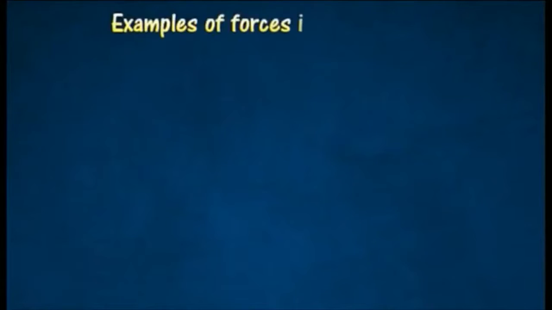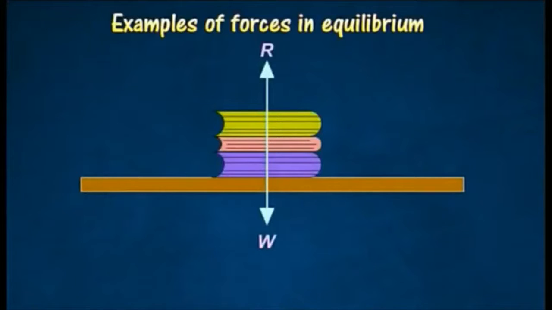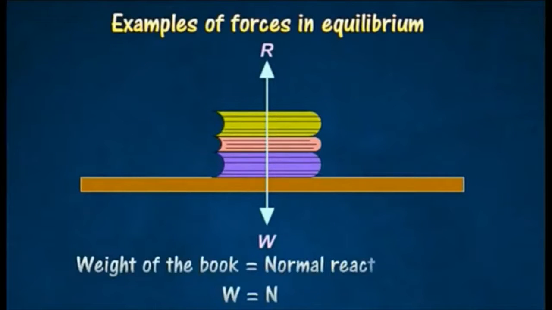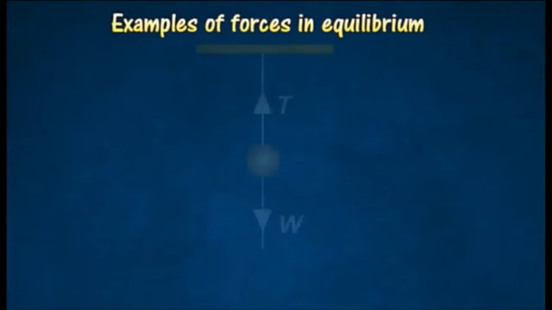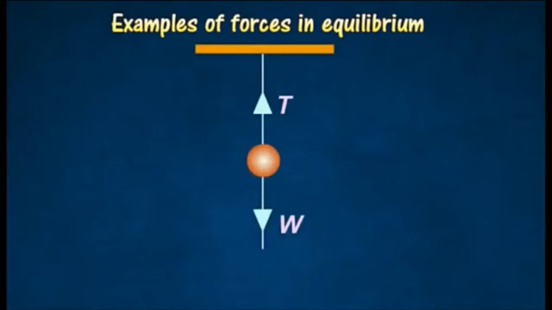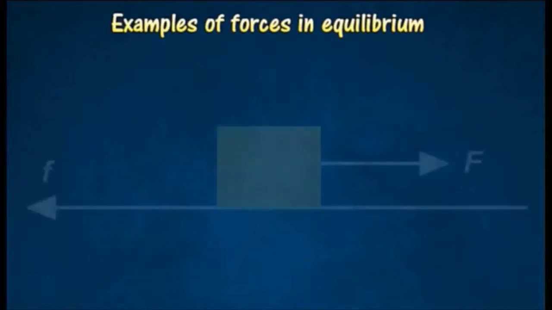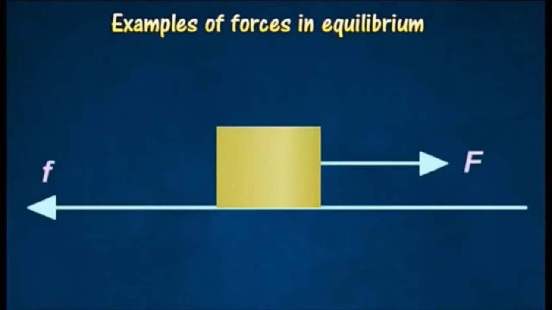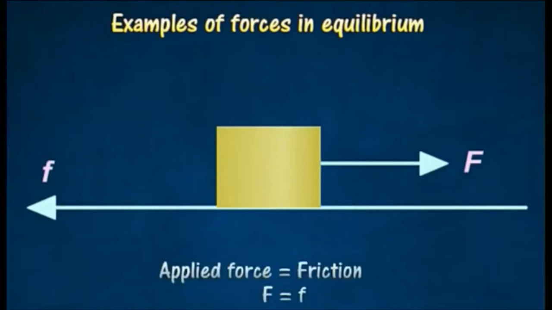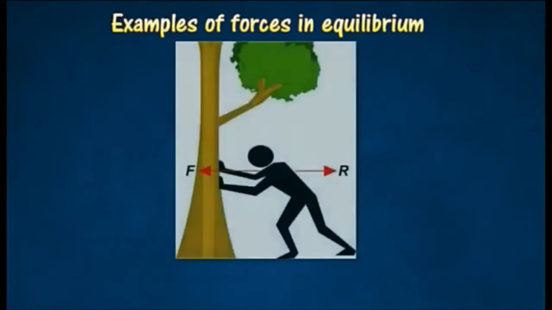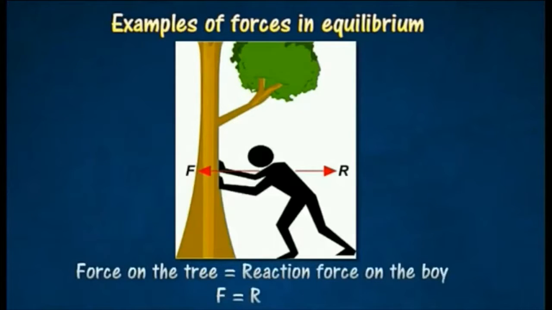Examples of forces in equilibrium. Weight of the book equals normal reaction on the book, which is W equals R. Weight of the object equals tension in the string, which is W equals T. Applied force equals friction, which is capital F equals small f. Force on the tree equals reaction force on the boy, F equals R.